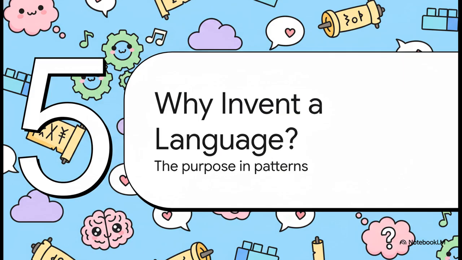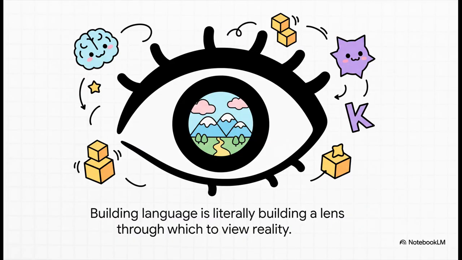So we've seen how a language is built, step by step. But that brings up a much bigger question. Why? Why go to all this trouble? Why invent these intricate systems of rules and sounds in the first place? And the answer is, a language is never just a code. Every single rule is a choice, and that choice reveals something about the speakers.